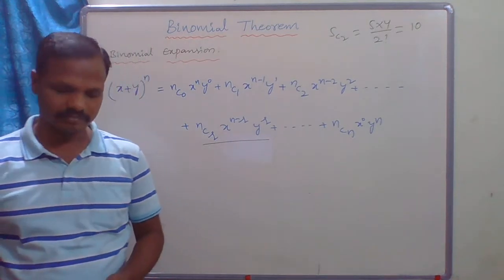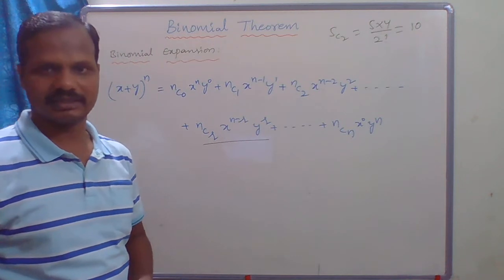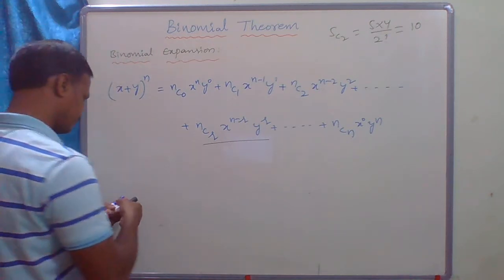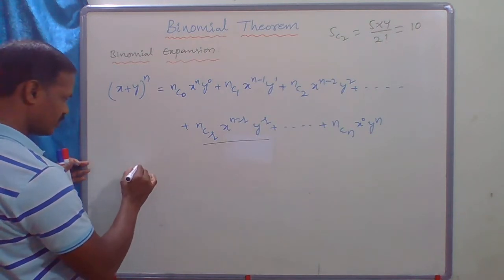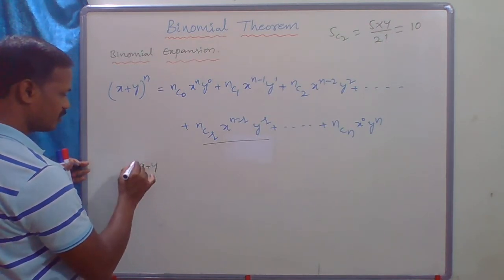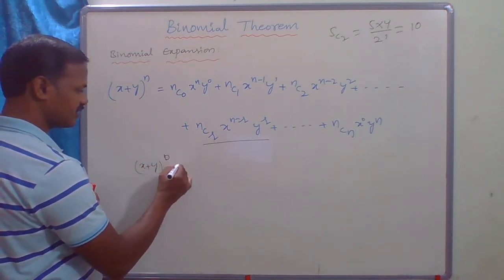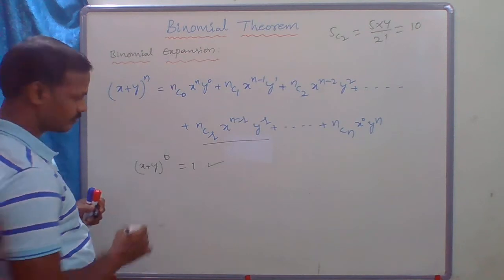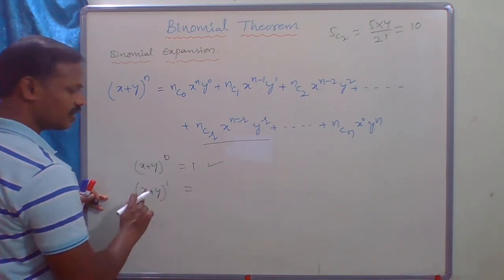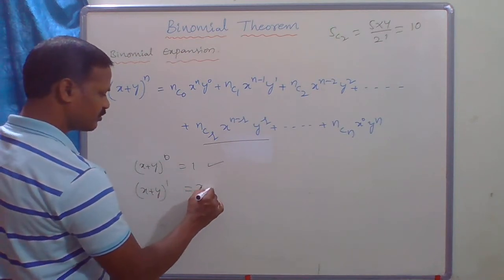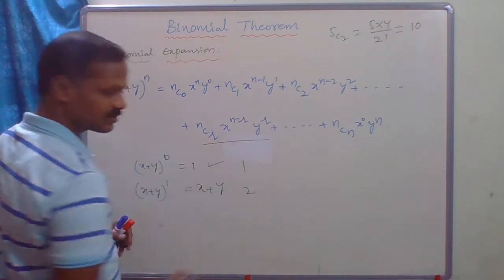Okay, next. The number of terms in the binomial expansion. Suppose x plus y whole power 0, which is nothing but 1. Only one term. x plus y whole power 1 is nothing but x plus y. How many terms? 2 terms.